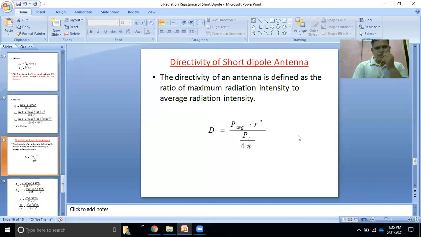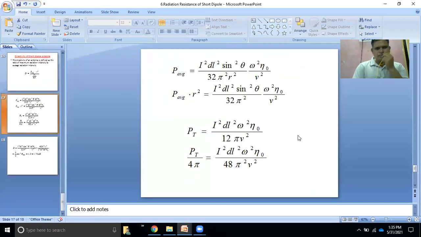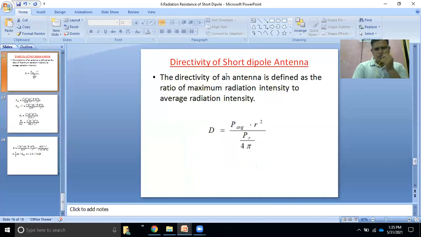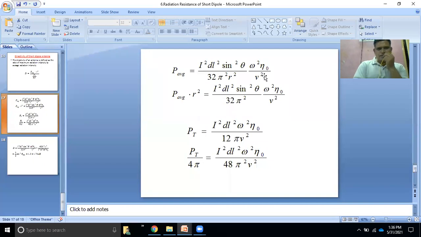For the short dipole antenna, the average power equation is this one. Here we want P average into R square, right? That's why this is the P average. This R square I am taking to this side, and I get this. Similarly, the total power: we have integrated this average power over the entire sphere, and we get this total power.